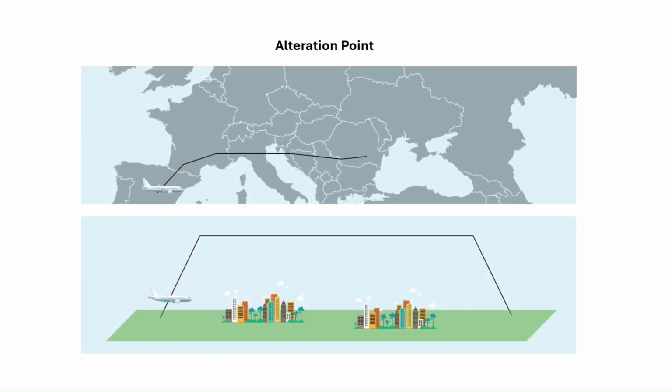Another new concept developed for this solution is the alteration point, which is the point from which the new proposed trajectory diverts from the filed flight plan's trajectory. It must always be placed after the negotiation horizon. The new trajectory may have a horizontal or vertical change, or maybe both.